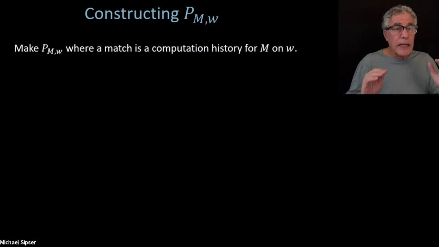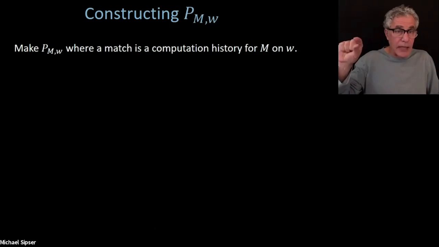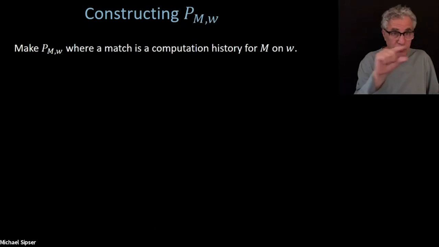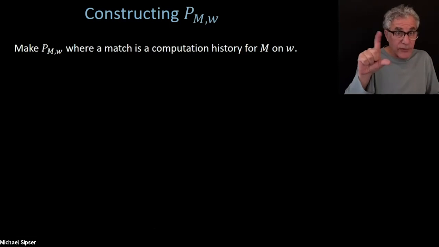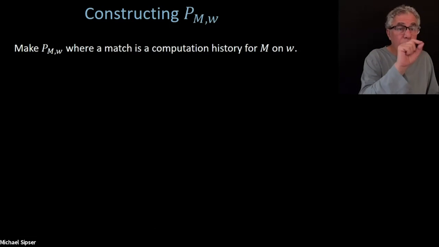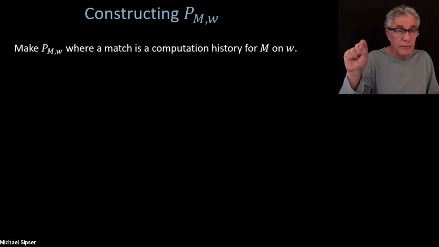We are given M and W. We're trying to make a set of dominoes where a match is going to be a computation history for M on W. So the string you're going to get in that match, the top string and the bottom string, which have to match, are going to be computation histories, a computation history of M on W. So I want to figure out how to make my dominoes force that.